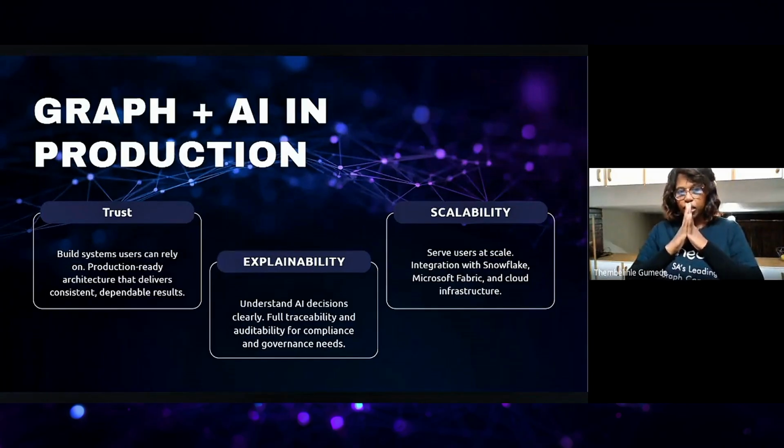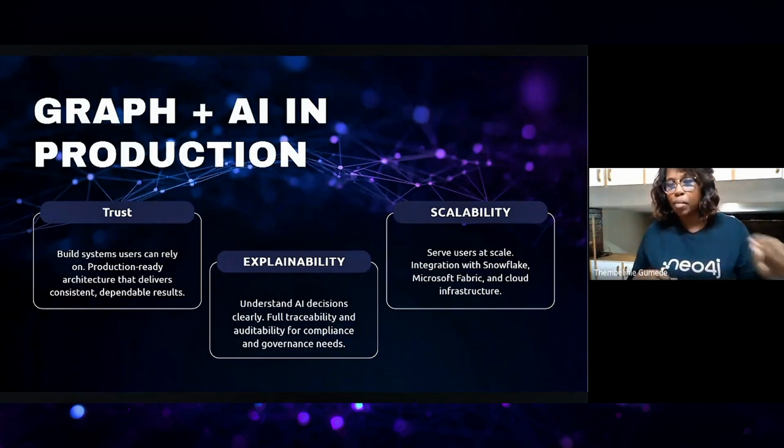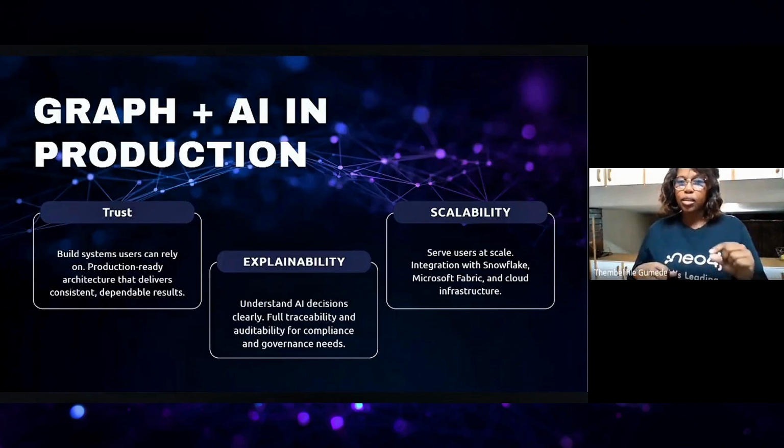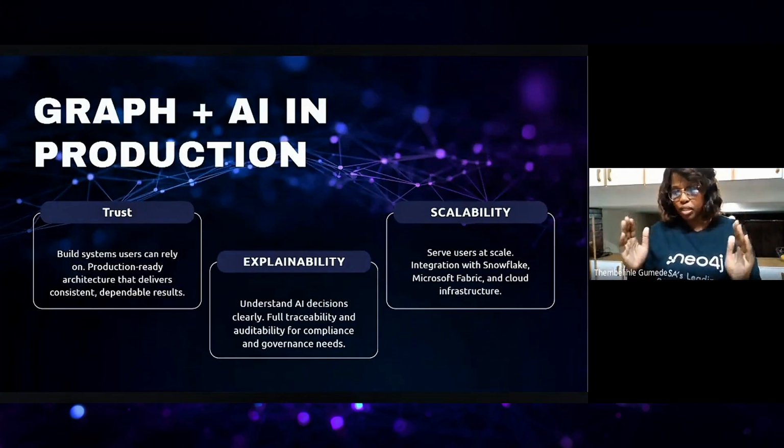They're working on different ways in which they can make AI safer. So if you can explain how your AI makes decisions, then it puts you on the forefront of what is coming when AI becomes fully governed and fully controlled, right? And then scalability. So integration with platforms like Snowflake, Microsoft Fabric, and other cloud infrastructure. Your AI could be absolutely amazing, but if it doesn't scale and it cannot work itself around your existing infrastructure, then it's not really good.